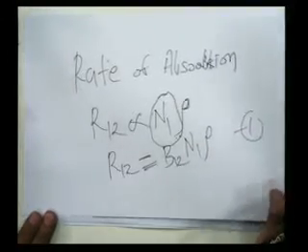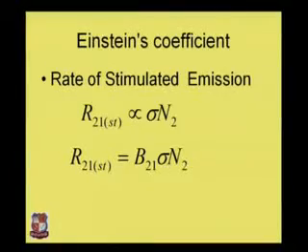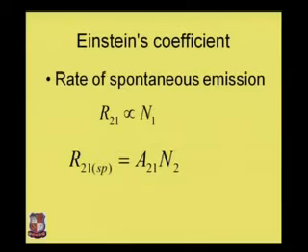Now this excited electron can come down via two different processes. The first one is spontaneous emission, and the second one is stimulated emission. The rate of spontaneous emission depends upon the number of electrons in the excited state, so R21 is proportional to N2. So R21 spontaneous is equal to A21 N2, where N2 is the number of electrons in the excited state and A21 is a proportionality constant.